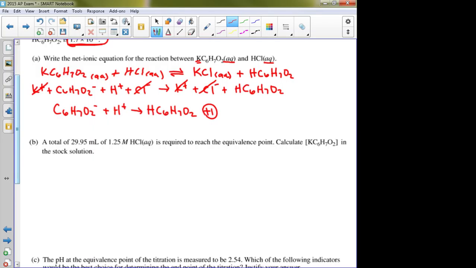B says a total of 29.95 milliliters of 1.25 molar HCl is required to reach the equivalence point. Calculate the concentration of KC6H7O2 in the stock solution. Why is it crucial that they told me this was at the equivalence point? It's when moles of acid is equal to moles of base. How do I get moles of acid and moles of base?